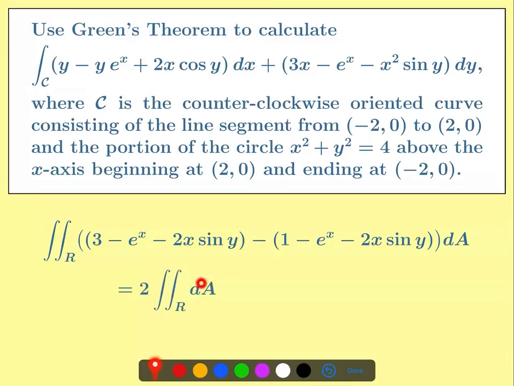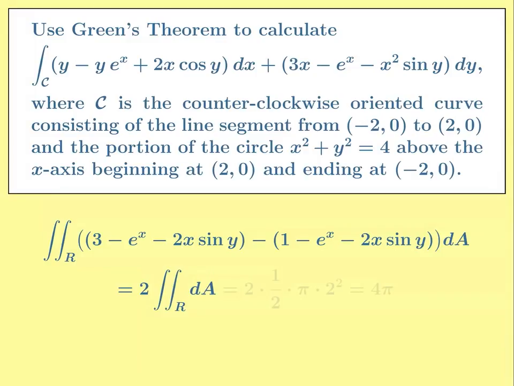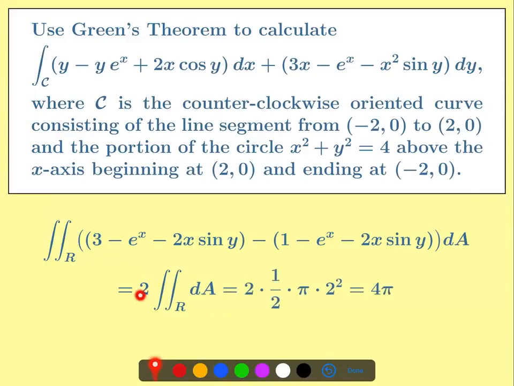Again, this is the area of R. R was this half circle centered at the origin of radius 2. So we want to do half the area of a circle of radius 2. So I have the 2 initially. I have the half for part of the area here times pi r squared, where r is 2. So this will cancel. I'll just have 4 times pi for my answer. So the answer to this line integral, the value of it is 4 pi.